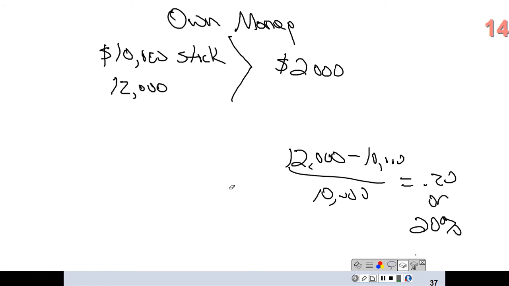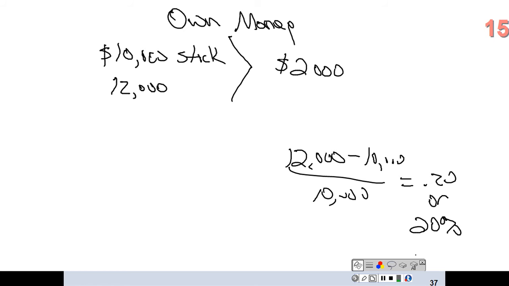And let's say, for example, now we've got the same start to our problem. You want to buy $10,000 worth of stock, but you're going to put in $5,000 of your own money. You're going to borrow $5,000. So now you're using debt to help you purchase the stock. Well, in this case, let's say a year later the stock goes up to $12,000. You sell it. You made a profit of $2,000. Everything's the same. The only difference is you have borrowed $5,000.